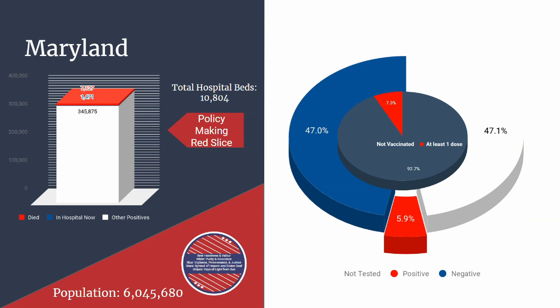Maryland vaccinated 7.3%. Their negative test 47%. Their positive tests are at 5.9%. They've had 7,100 people die, 1,400 people hospitalized right now, with over 10,000 beds.